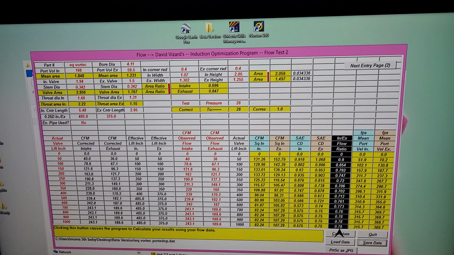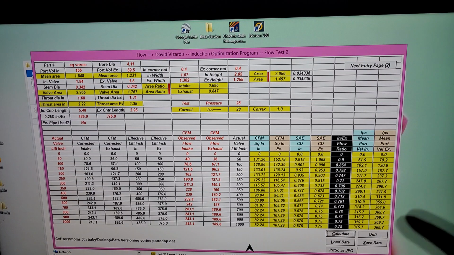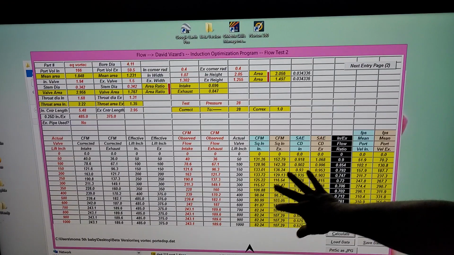Okay, and now I just have to make a calculated thing, and we're ready to rock and roll. Okay, same thing, right? 166 port, 194, 59.5 exhaust port, 1.5 valve. Stem diameter's right, throats are right, port lengths are right. Entrance and exit of the port heights, they're good. Okay, the program itself does all these calculations.